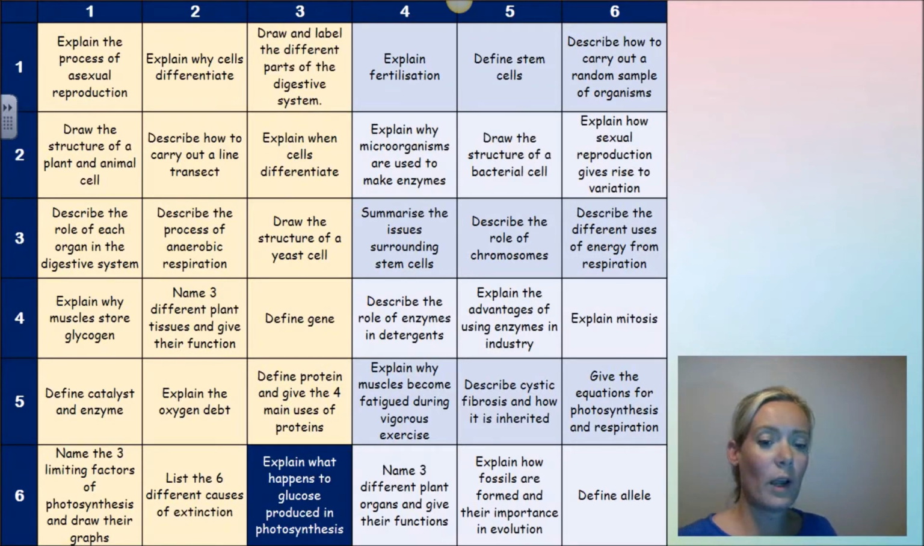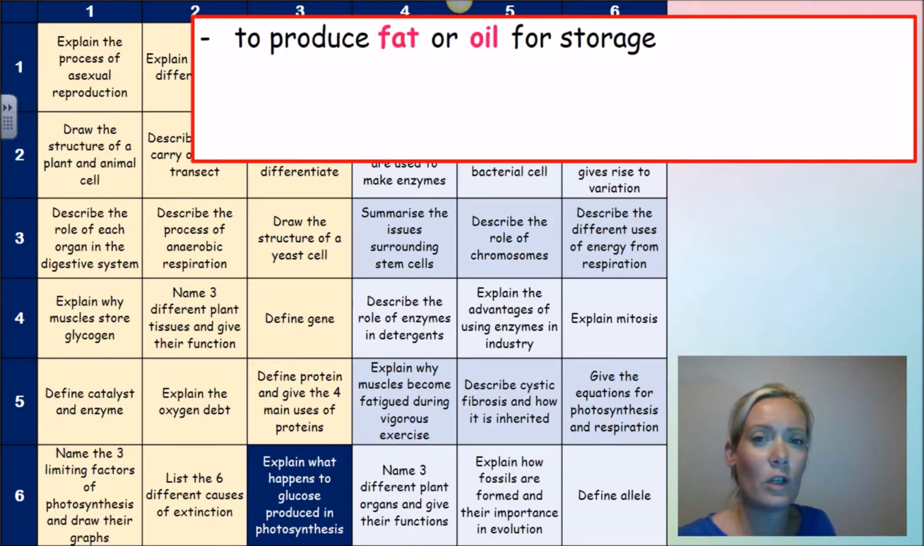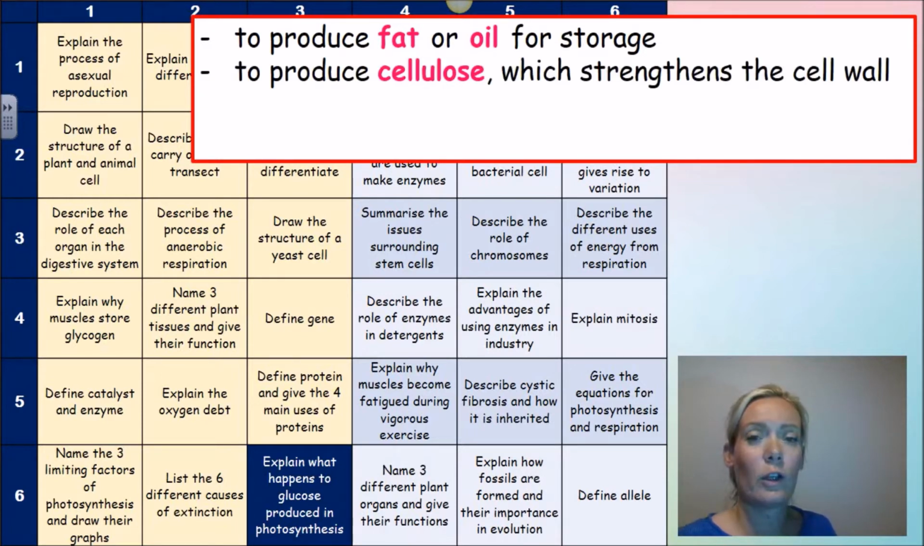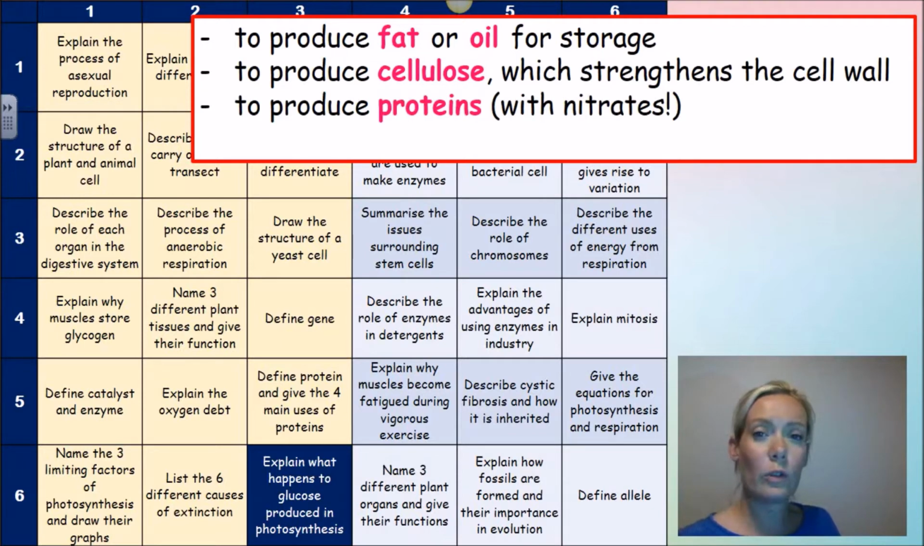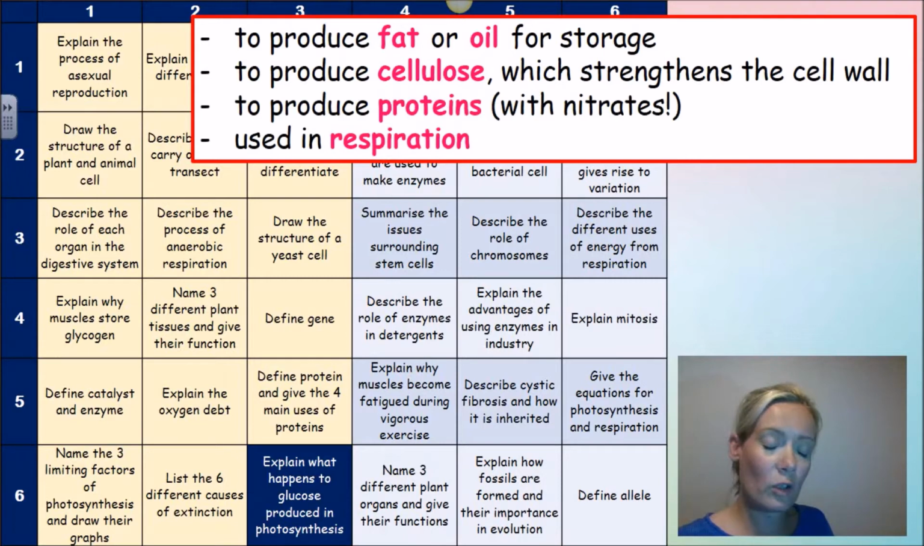Next one, explain what happens to glucose produced in photosynthesis. So why does the plant bother making its own food? This glucose, what does it use it for? Well, it could use it to produce fats or oils for storage. Could use it to make cellulose, which strengthens that cell wall. Remember, it's got a cell wall and then a cell membrane in a plant cell. So it's a cellulose cell wall, makes it much stronger. It could also be used to produce proteins, but remember we do need nitrates, and nitrates come from the soil to make protein. But it could also be used in respiration.